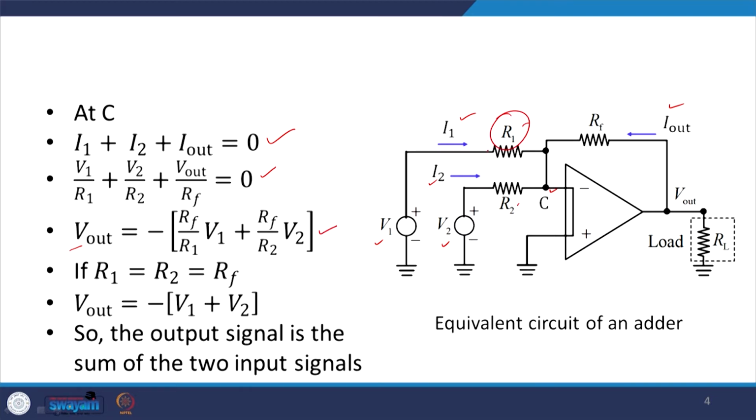Now, if I take R1 and R2 to be equal to the same R, equal to RF, then you can see that what I get is V out equals minus of V1 plus V2. So I am able to sum up these two signals, although I am getting the signal inverted, so I can use another op-amp to correct this inversion. But I am able to get the summation of the two signals.